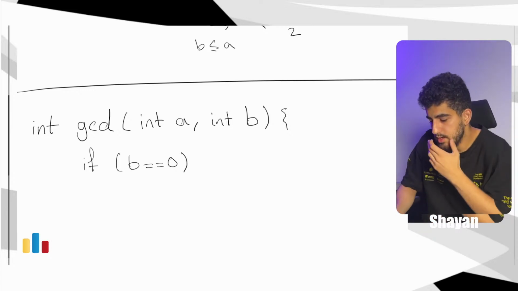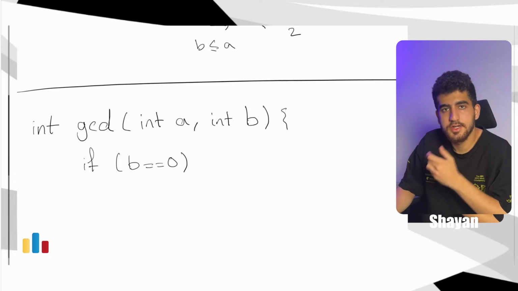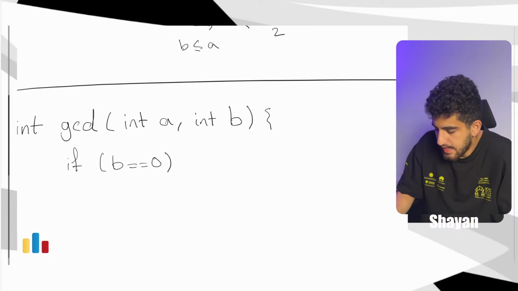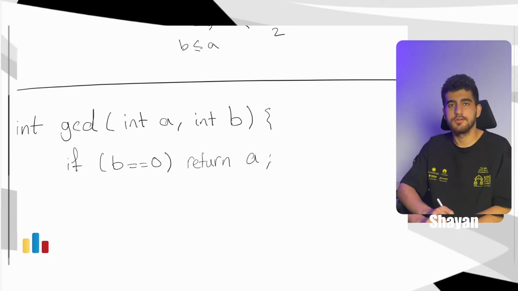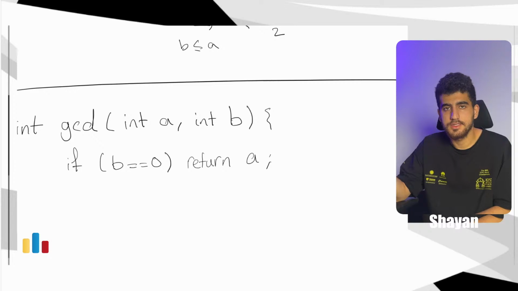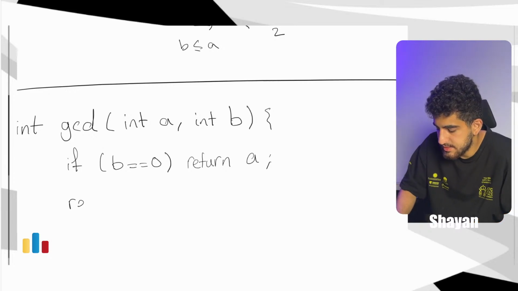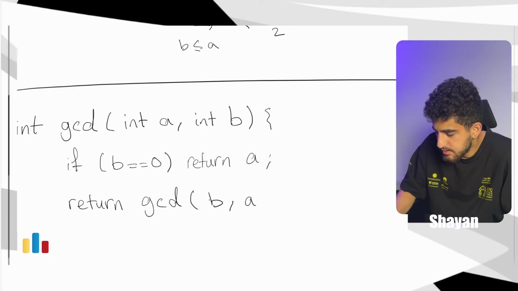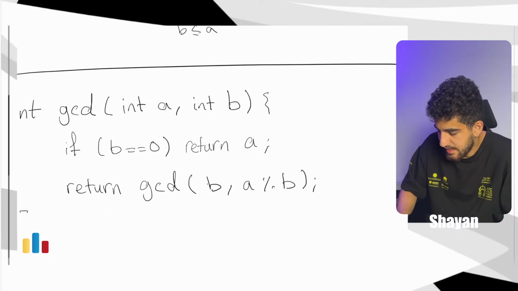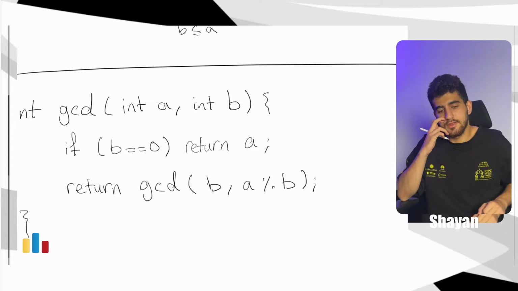So I say that if b is equal to 0, as I said, GCD of a and b is going to be equal to a. So I will return a if b is equal to 0. Otherwise, I say that GCD of a and b is going to be equal to return GCD of b and a modulo b. And that's all. This way I want to calculate GCD.